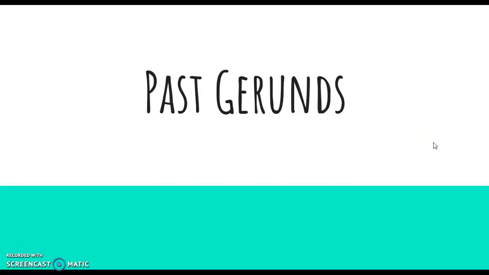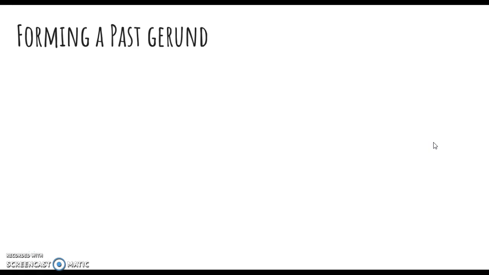In this short video, we'll be discussing past gerunds. We'll start by discussing the form of a past gerund, which is pretty simple. We start with having plus the verb in its past participle form.